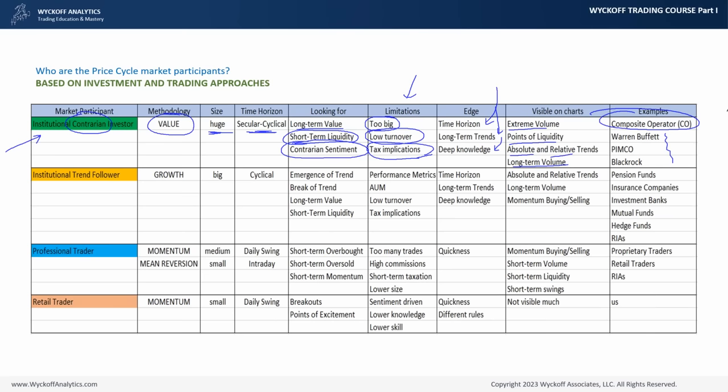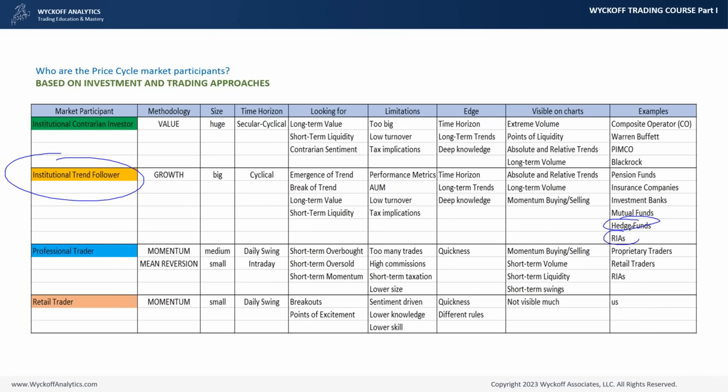Institutional trend followers, I would start thinking right away, hedge fund managers, registered investment advisors, pension funds, insurance companies, investment banks, mutual funds. Those are also institutions and those are also CEO types, but their models are predominantly going to be based on growth in a lot of cases, on value, obviously. Their size is still going to be very big. Their time horizon is going to be mostly cyclical, but sometimes secular as well.